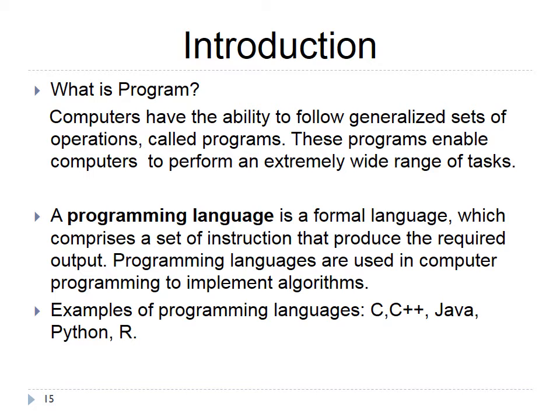Computers have the ability to follow generalized set of instructions or operations called programs. These programs enable computers to perform an extremely wide range of tasks. Why do we need to learn programming? The answer is you can use programming for almost everything. Programs can control robots that can help us in factories, restaurants, or even in other planets such as on Mars. These robots can help us to study the Mars surface and weather.